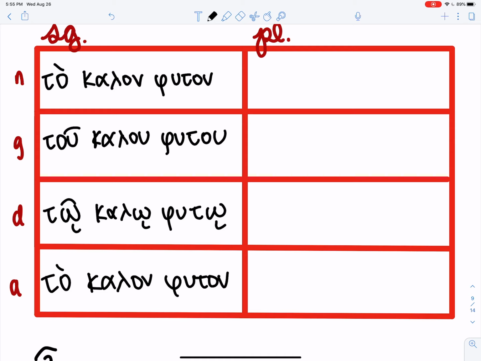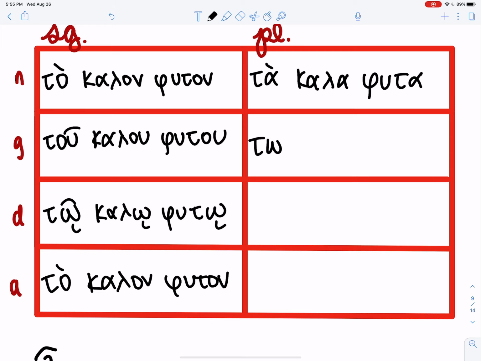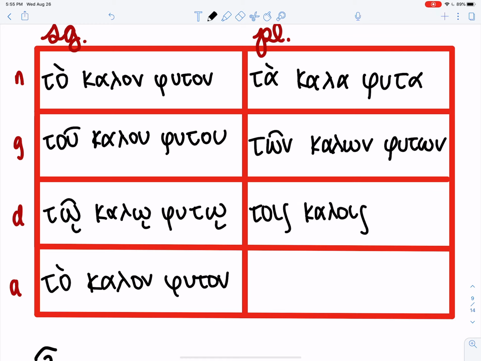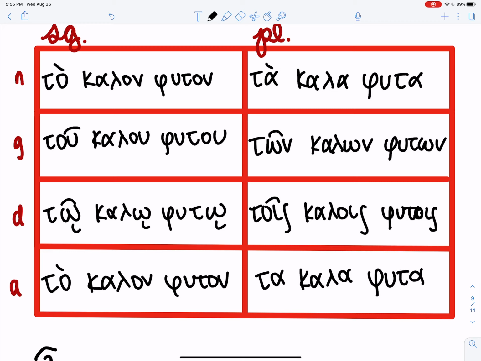In the plural, ta kala futa, ton kalon futon, tois kalois futois. And then in the accusative, ta kala futa. Not too bad, right? We just learned these endings, but once you get the hang of them, we see that they're no harder than the masculine or feminine endings we've already learned.